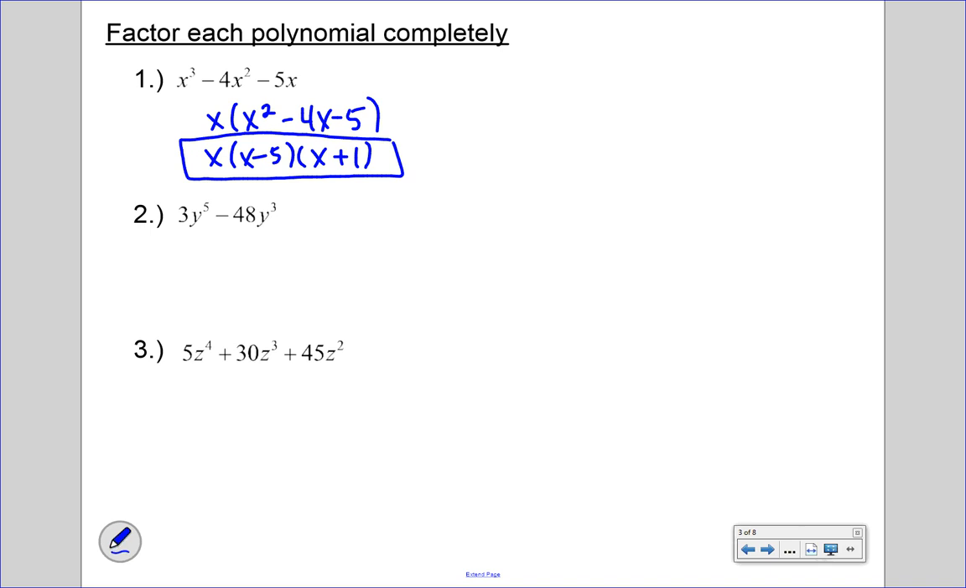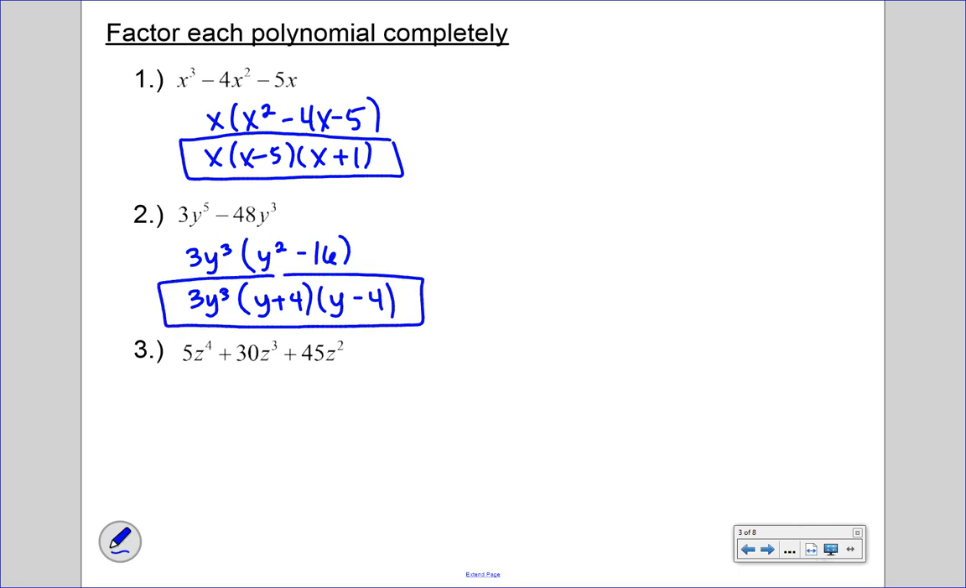This second one, we can take out a 3y cubed, and this becomes y squared minus 16. Now, y squared minus 16 is the difference of two squares. And the difference of two squares has a certain pattern. And that pattern is we take the square root of both and we do y plus 4 and y minus 4. And so that is complete. You'll see the difference of two squares showing up a lot. So you have to be able to recognize that pattern.